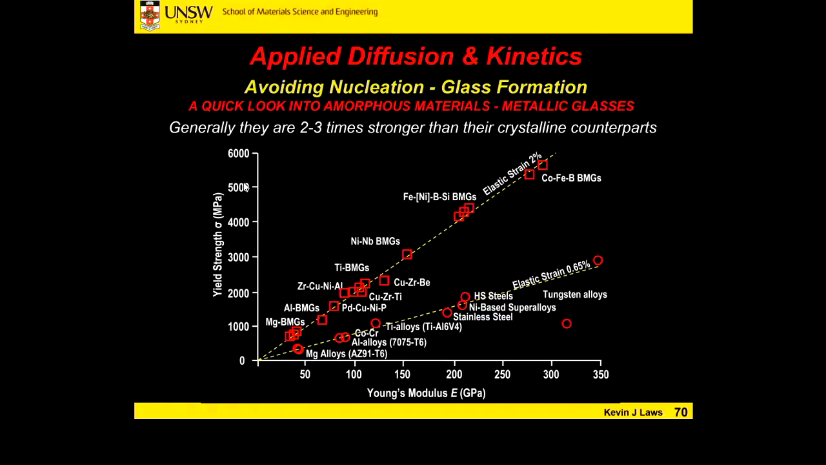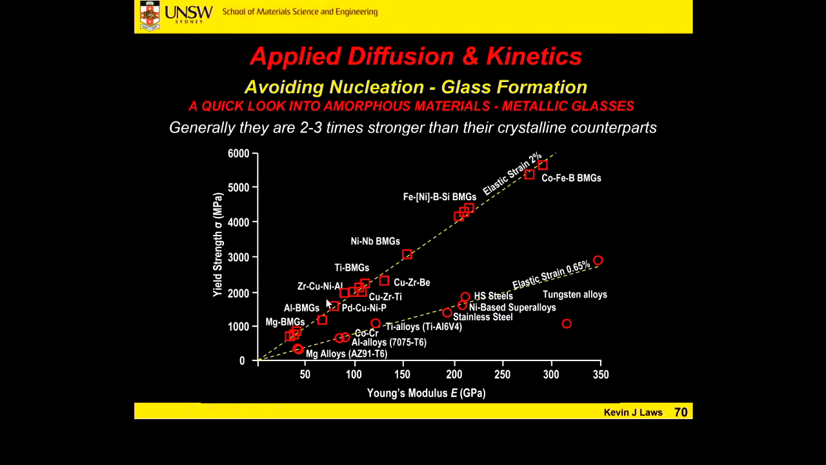Here I've plotted yield strength versus the Young modulus of the materials. We can see here our regular alloys: titanium alloys, high-strength steels, nickel-based superalloys, stainless steel, magnesium alloys. They follow this 0.65 elastic strain limit trend down here. They're all crystalline. However, the metallic glasses follow this line up here. We're essentially getting close to some of the strongest, at least metals, if not materials, on the planet. So, yield strength over 5 GPa.